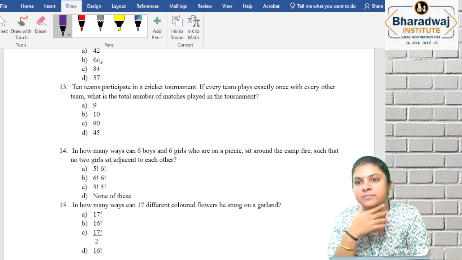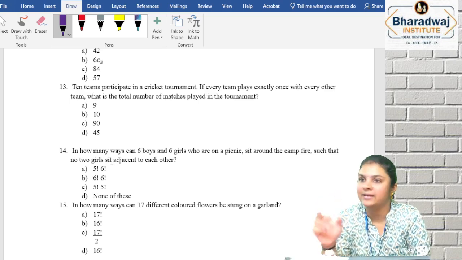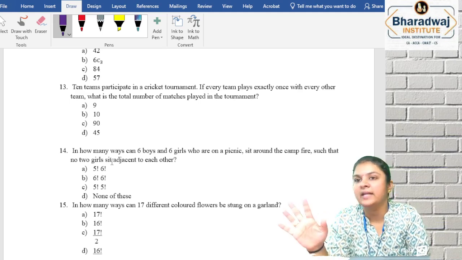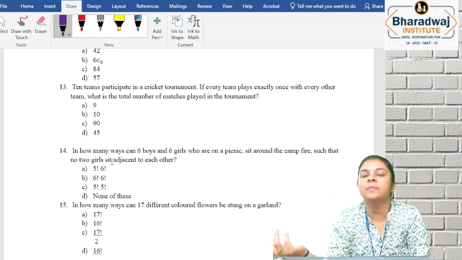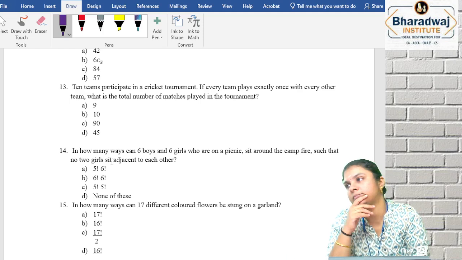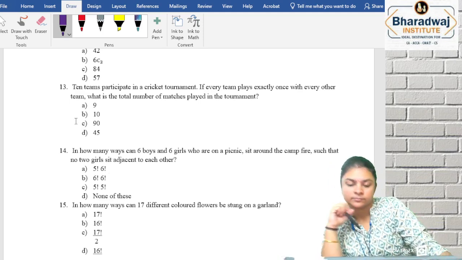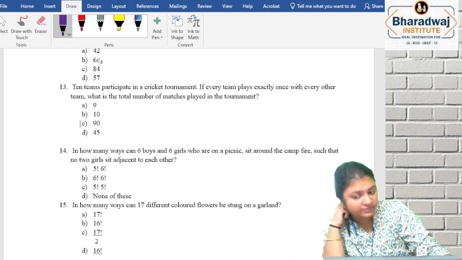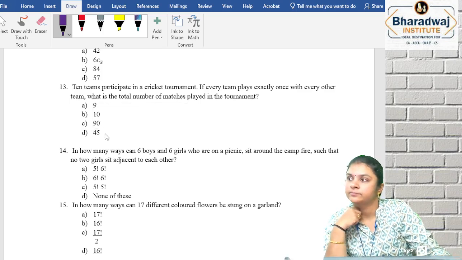I have 10 teams. Each team plays exactly one opponent. Can they play their own team? They can't, so there is no repetition. So there are 10 teams, out of which I have to select 2 teams per match. So how many ways are there? 10C2, 10 factorial by 2 factorial into 8 factorial, which is 45. Right?